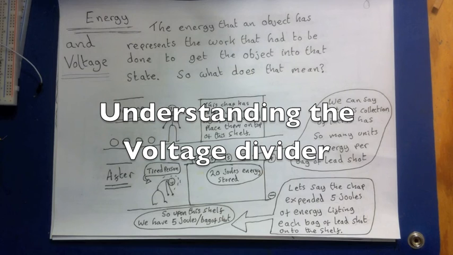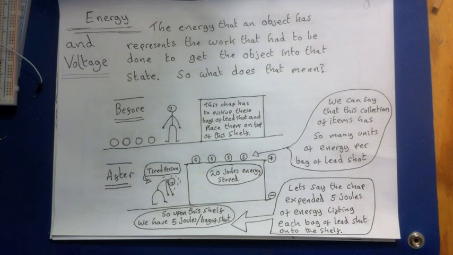What I've written here is that the energy an object has represents the work that had to be done to get the object into that state. What do I mean by that?